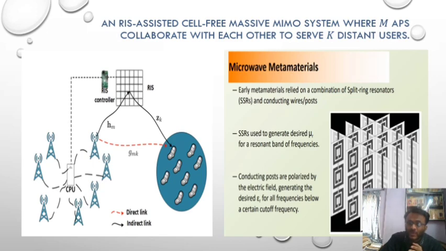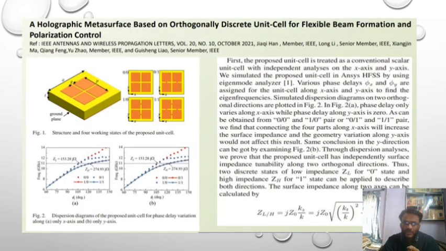When the electromagnetic waves fall there, as it contains metal, the tangential component flattens on the metal surface and the normal component bounces back at an angle. By changing the impedance of the surface, we can steer the beam toward where the users sending the pilots are. There will be some mapping techniques in the backend of this metasurface, and this is a holographic metasurface based on orthogonally discrete unit cells, with flexible beam formation and polarization control.